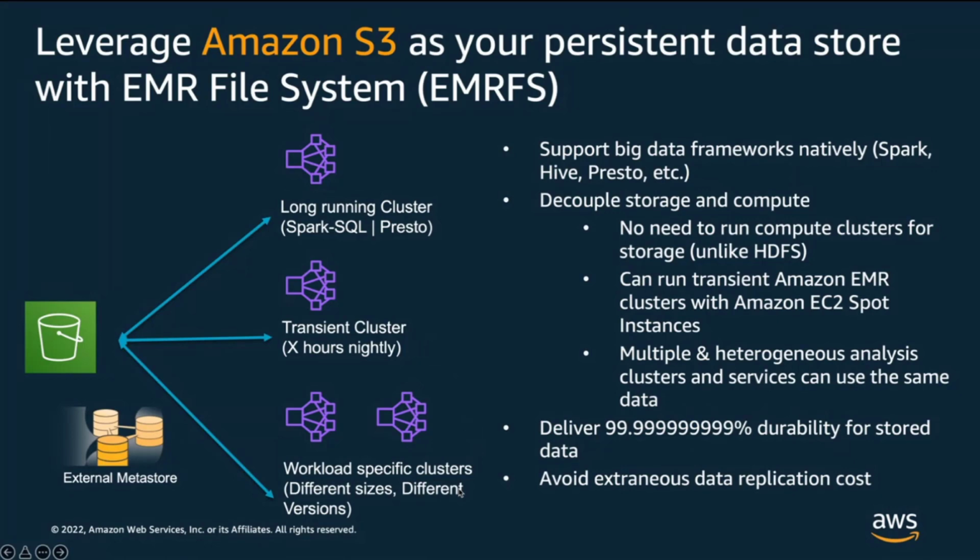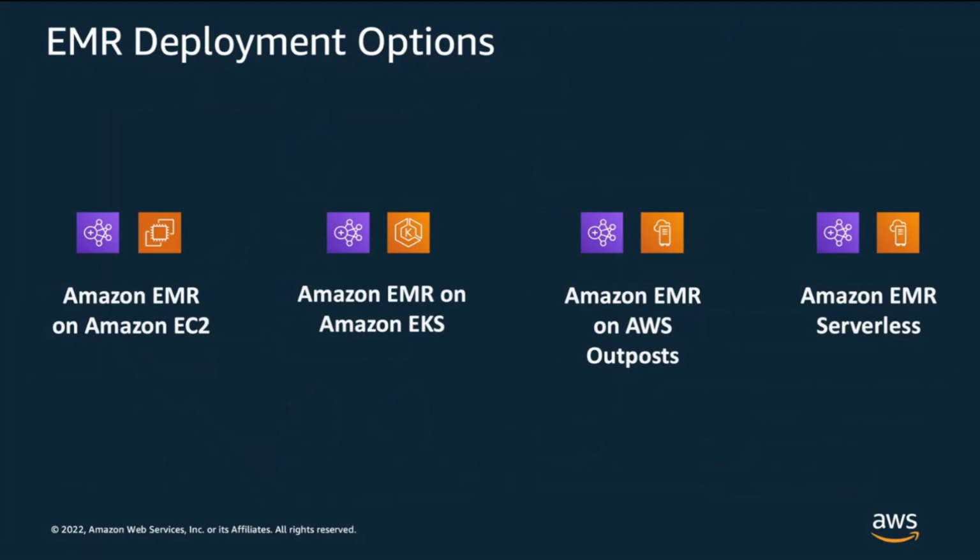And the good thing about using a transient cluster is that if you have five different workloads, you can run those workloads in parallel, and you can use the capacity needed in each cluster and utilize it in a better way. And since S3 offers 12 nines of durability, it's a good option to leverage EMR with EMRFS. Now let's go with what are the deployment options available for EMR.